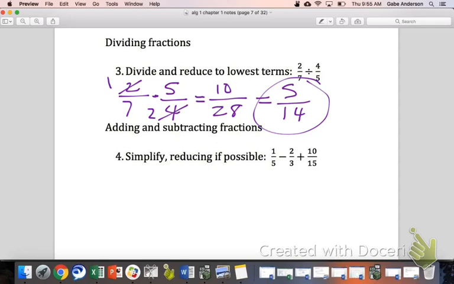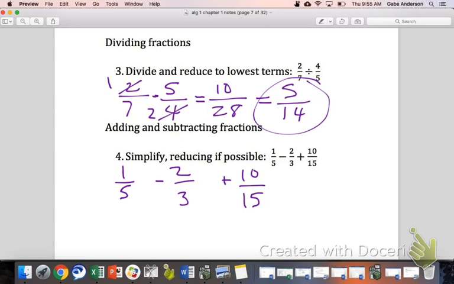What do you think, Victoria? 15, right? Because 15 is the smallest number that 5, 3, and 15 all go into. So in order to make this work, what I'm going to do is rewrite. I'm going to write 1/5 minus 2/3 plus 10/15. And because that common denominator is 15, as she pointed out, we really don't have to do anything with that last fraction, right? But the first two fractions we need to do a little bit of work with.